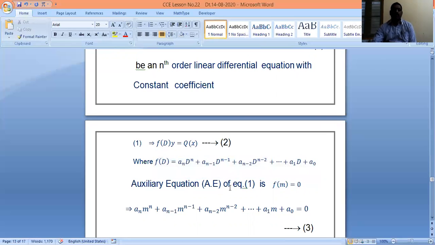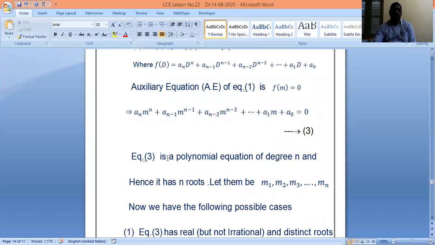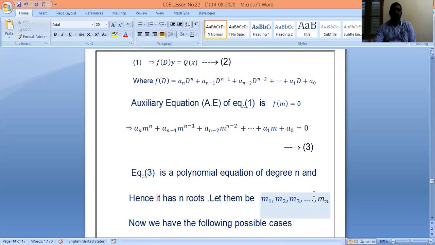Now solve the equation 1 is f of m is equal to 0. That implies a_n m^n plus a_(n-1) m^(n-1) plus a_(n-2) m^(n-2), and so on, up to a1 m plus a naught is equal to 0. That is equation 3. Now equation 3 is a polynomial equation of degree n and hence it has n roots. Let them be m1, m2, m3, and so on, up to mn.